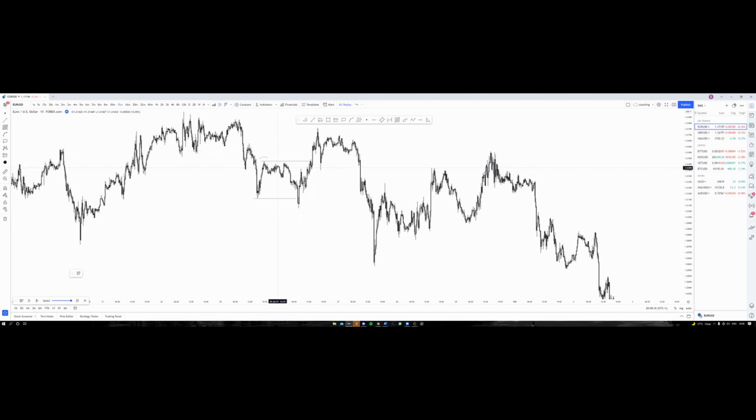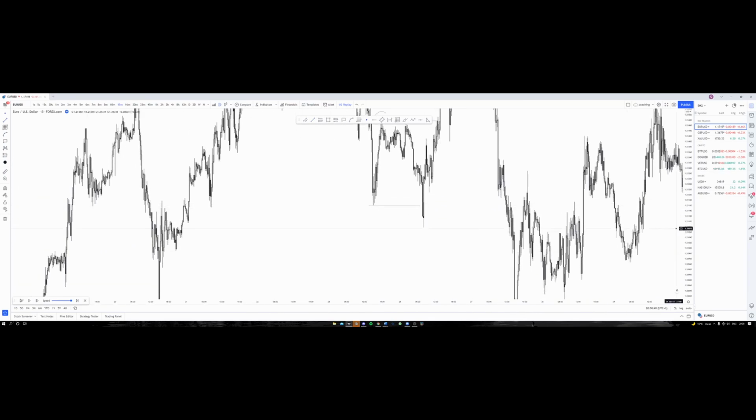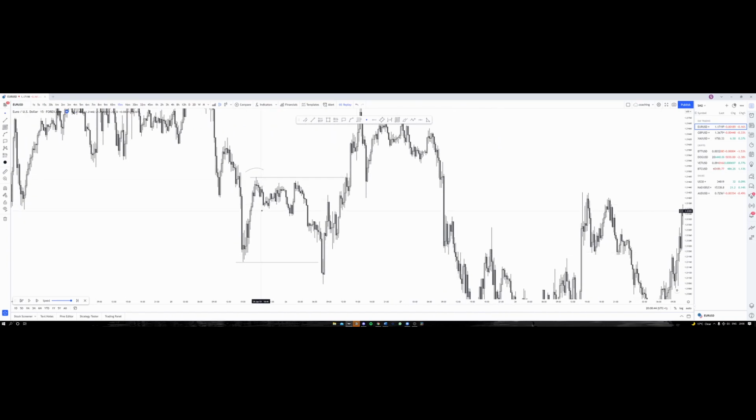Now substructure. Let's just zoom in on this because this actually encompasses everything. So substructure is now structure internal to this range here, internal to this leg of price. So these are substructure breaks. So that's BOS down.